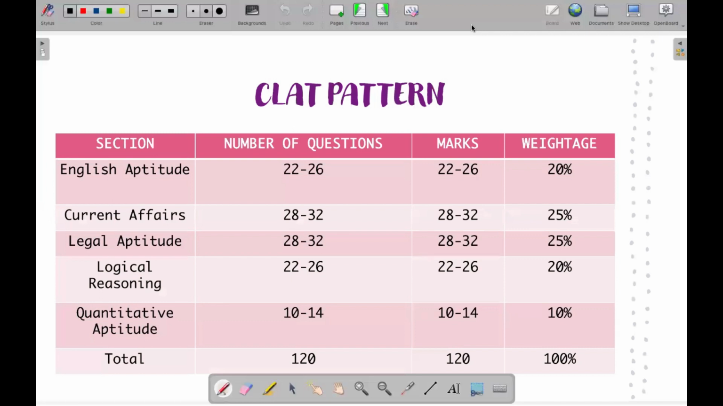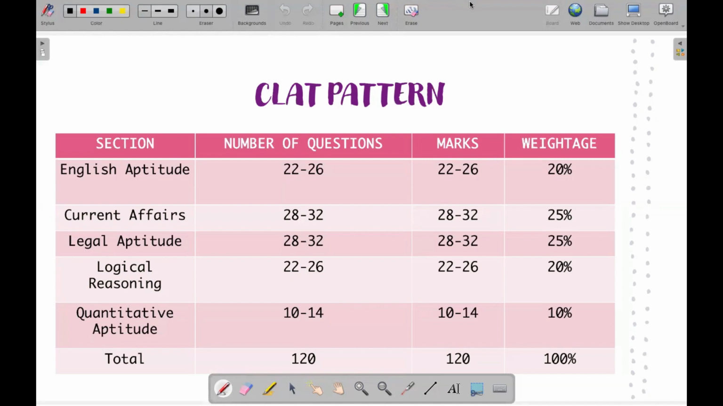Basically, let's start with the CLAT pattern. So as I said, CLAT is the Common Law Admission Test. This exam is conducted once a year for 22-23 national law universities, barring Delhi National Law University, because that university conducts its own exam called AILET. CLAT is for all the universities like NLSIU Bangalore, Nalsar Hyderabad, NUJS Kolkata, NLU Shimla, GNLU, HNLU, you name it, and all those national universities basically accept the CLAT score to give admission to their students.